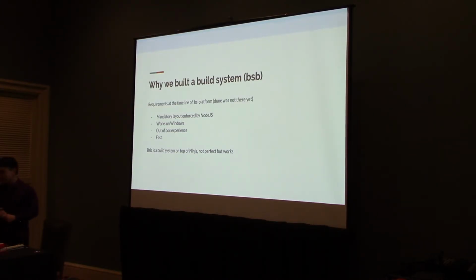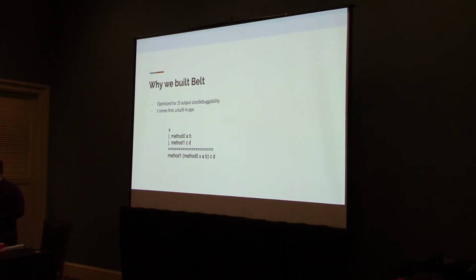We also built a build system instead of using Q. The thing is, when we were working on the build system, Q was not there yet. And we have to work on Windows, because at my last employer, Windows was the development environment. So we made our own build system. It's not perfect, but it still works. And we made a library which is optimized for JavaScript size, because the original OCaml standard library generates large size JavaScript output, which is not good for production.